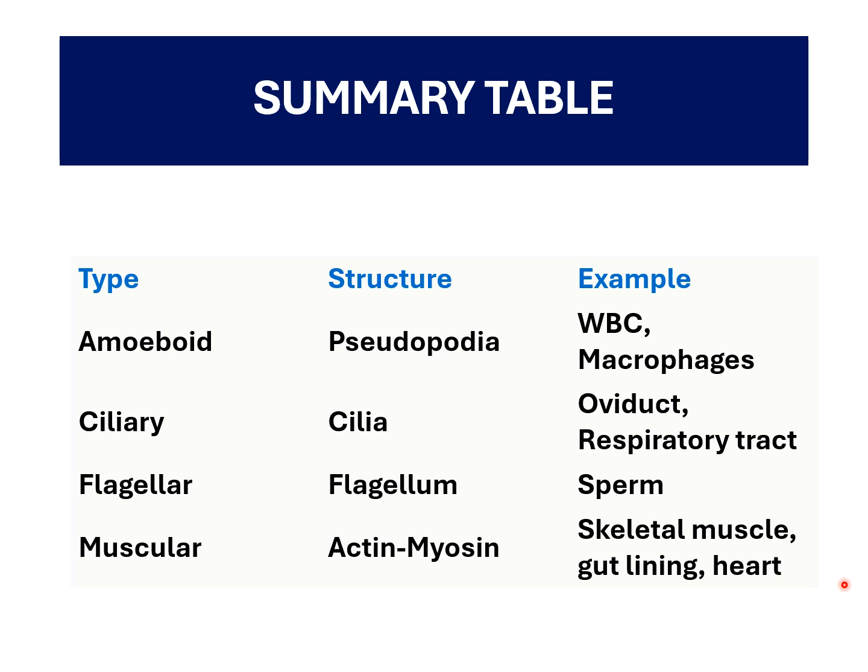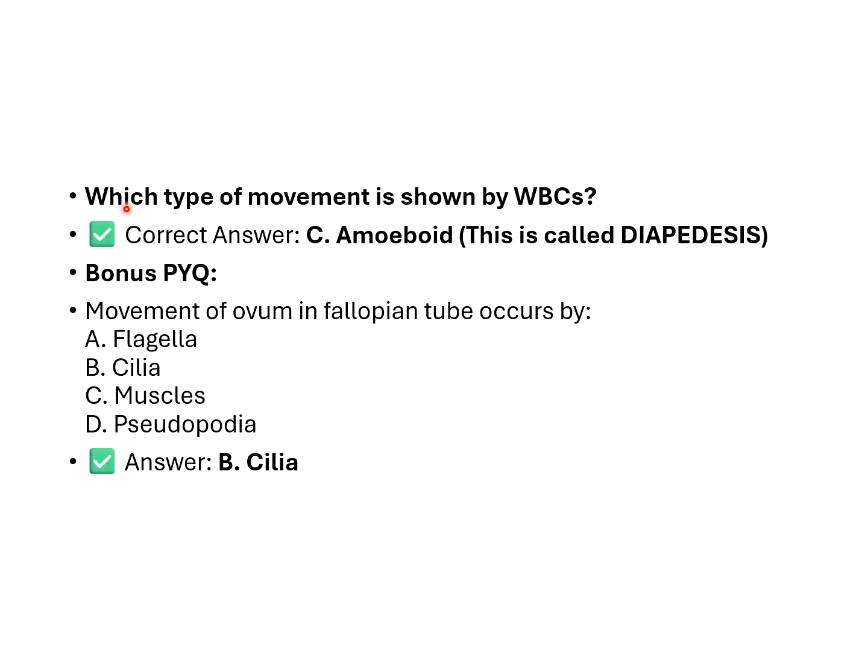I hope this part is very clear now. So the correct answer of the question which I asked in the beginning is white blood cells show amoeboid type of movement, and this type of movement is also called as diapedesis. It helps the WBCs to reach the infection site and kill the pathogen.